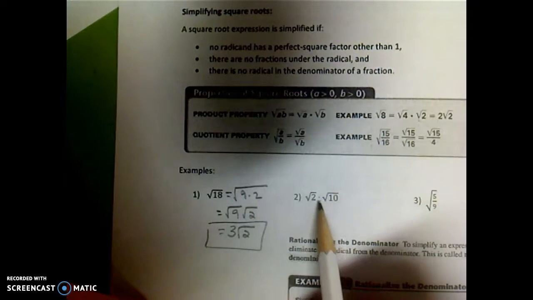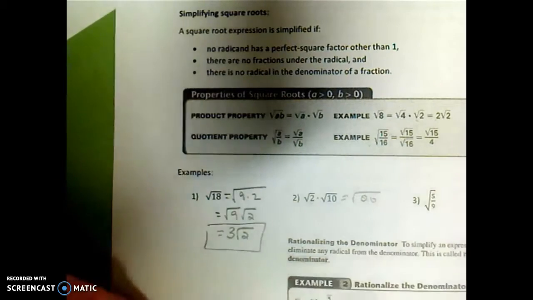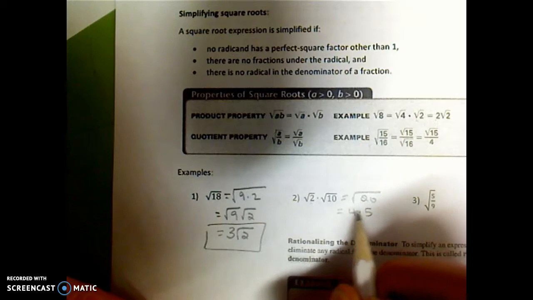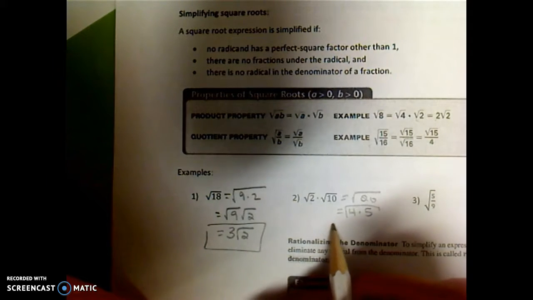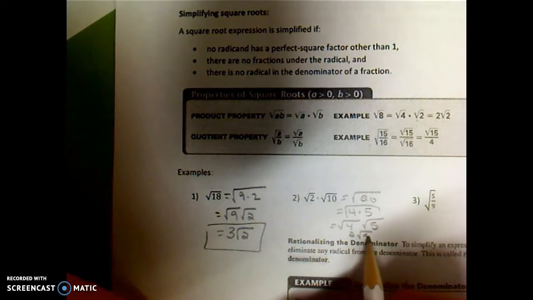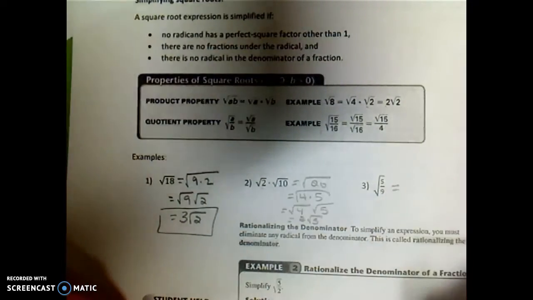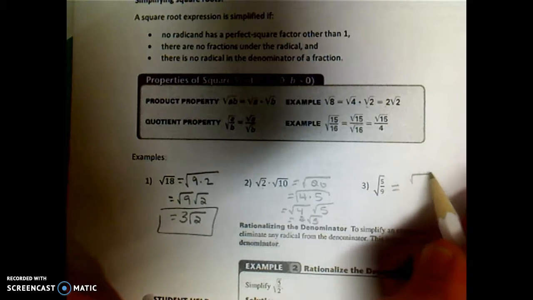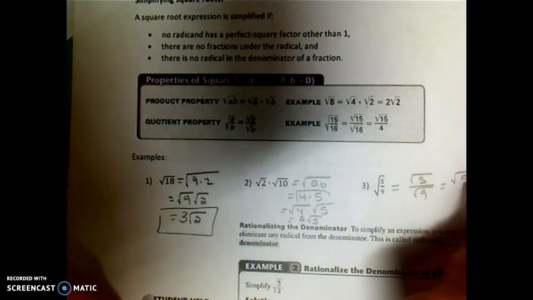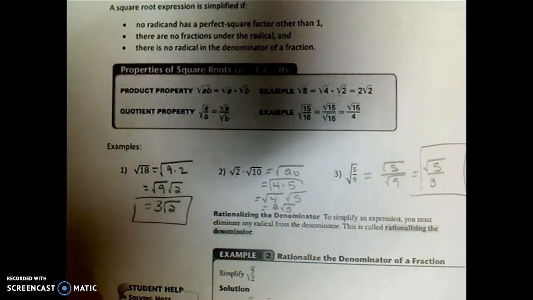The product property works in reverse as well. Square root 2 times square root 10, I can rewrite that as the square root of 20. Now, I'm going to write square root 20 as square root of 4 times 5. So square root 4 times square root 5, or 2 times the square root of 5. And an example of the quotient property. Square root of 5 over 9, I'm going to rewrite as square root 5 over square root 9. And the square root of 9 I can simplify to 3.